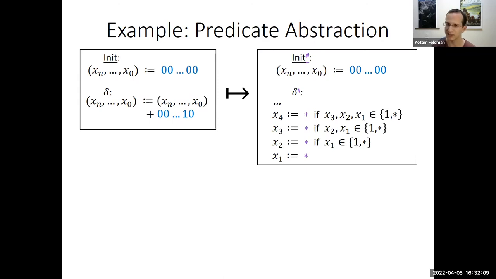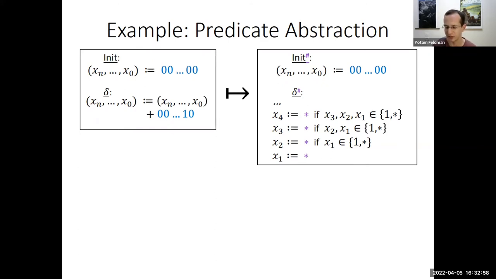So the initial state is seemingly the same. The variable starts from zero. And then what happens in each step is that now each xi can be either zero, one, or star. And in each step, x1, which is the almost least significant bit, gets a star. And every other variable is modified to be a star, otherwise it remains the same, if all the lower bits except for x0 are either one or a star.